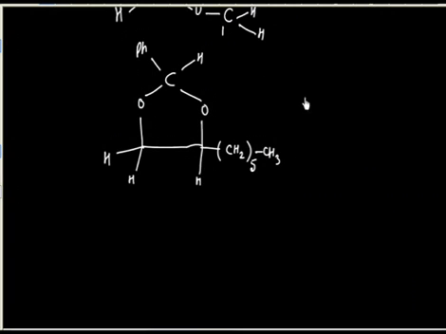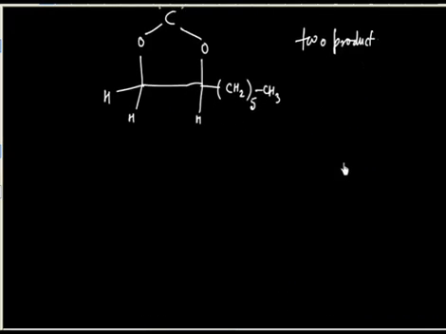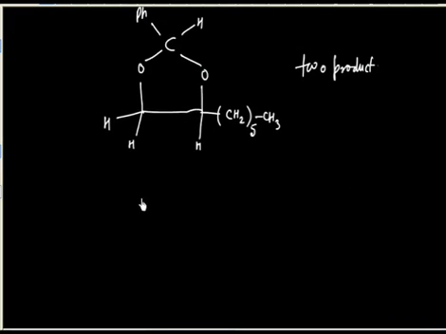Now see, the question says there are 2 possible products, and this is always possible. You see, this carbon contains 2 groups and this carbon also contains 2 groups, so you can have cis as well as trans. So this group and this group are both on the same side or both on opposite sides, so you will have cis and trans. You can make this diagram.